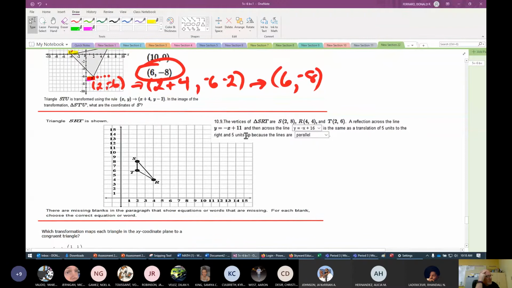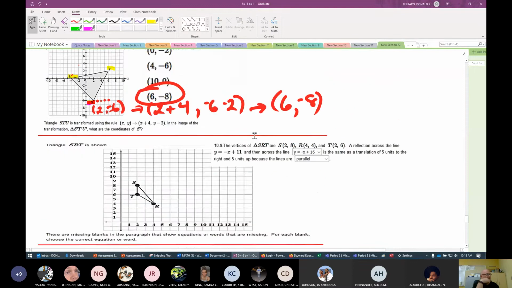All right, so now let's see the next problem. The next problem says the vertices of triangle SRT are these coordinates, which we already have laid out. So S, R, and T. A reflection across the line Y equals -X plus 11. So now we're back into our slope-intercept equation. So -X, that's our slope.